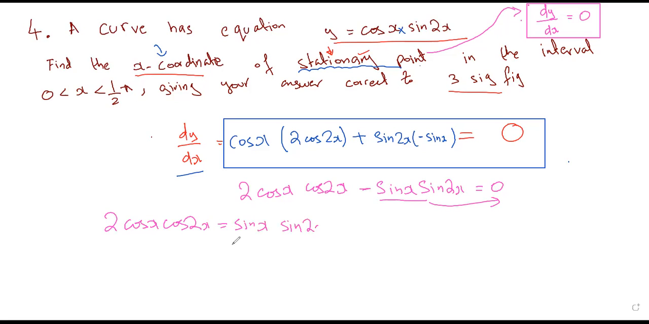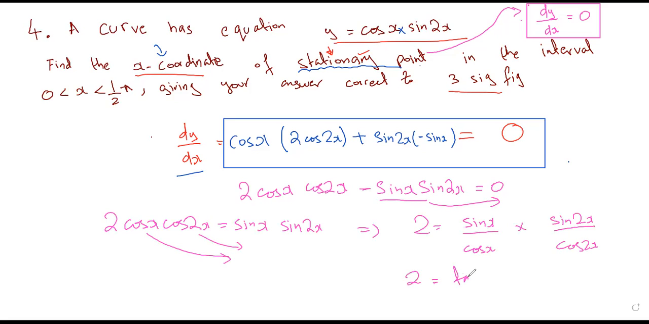And now I'll take these two to this side. You'll know why. I will have 2 equals sine x by cos x, which is tan x, and sine 2x divided by cos 2x. So this will give me 2 equals tan x multiplied by tan 2x. We are still not there.